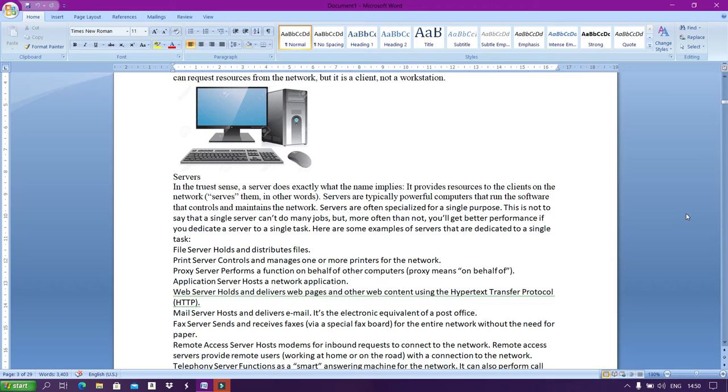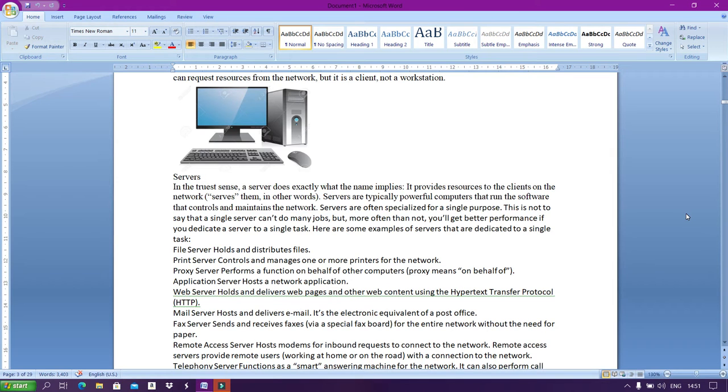Here are some examples of servers that are dedicated to a single task. File server holds and distributes files. Print server controls and manages one or more printers for the network. Proxy server performs a function on behalf of other computers. Proxy means on behalf of. Application server hosts a network application. Web server holds and delivers web pages or other web content using Hypertext Transfer Protocol (HTTP).